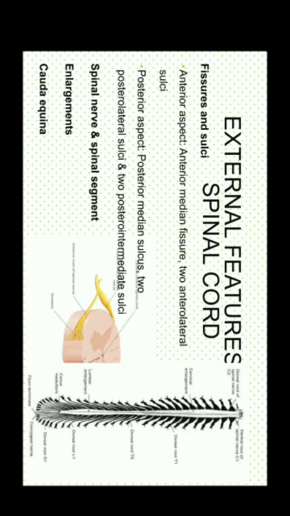If you see the spinal nerves jutting out, the spinal nerves in the upper part are more horizontal, but when you proceed towards the lower part, they become more oblique, and these spinal nerves are bunched together, giving a typical appearance like a horse tail. This horse tail appearance is called the cauda equina. Cauda means tail, and equina means horse.